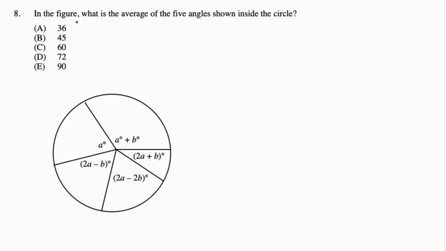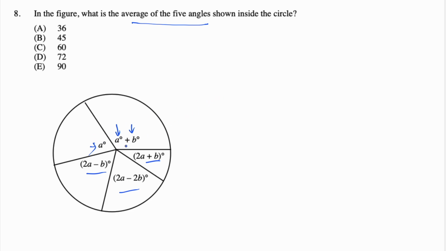Let's solve this question now. We are given a circle and it contains 5 different angles created from the center of the circle, and we are asked the average of the 5 angles of this circle. We are not given the exact values of the angles, we are just given A and B, and other angles are in terms of A and B. So we don't know the actual values of these angles yet.